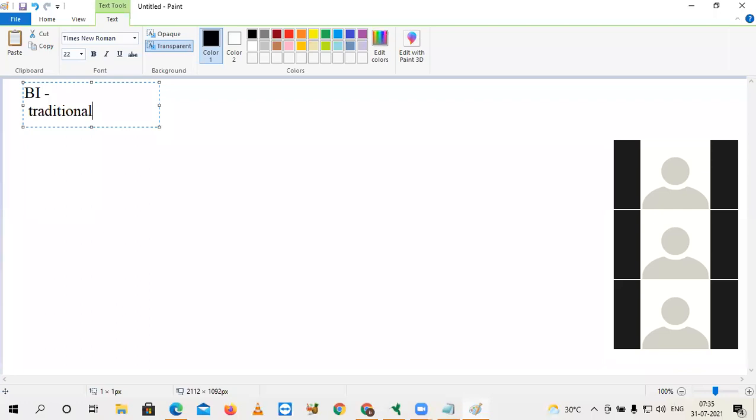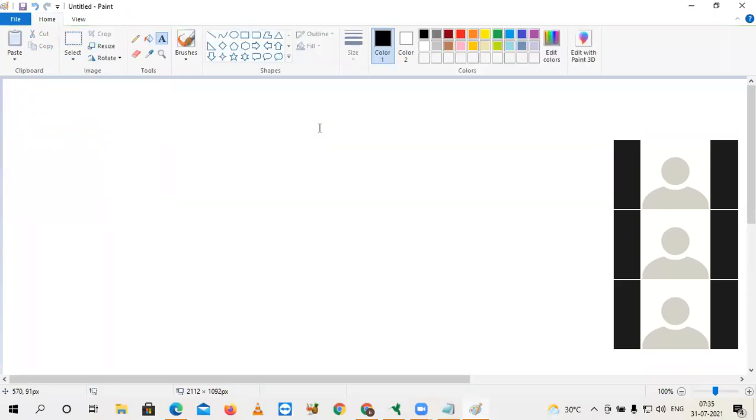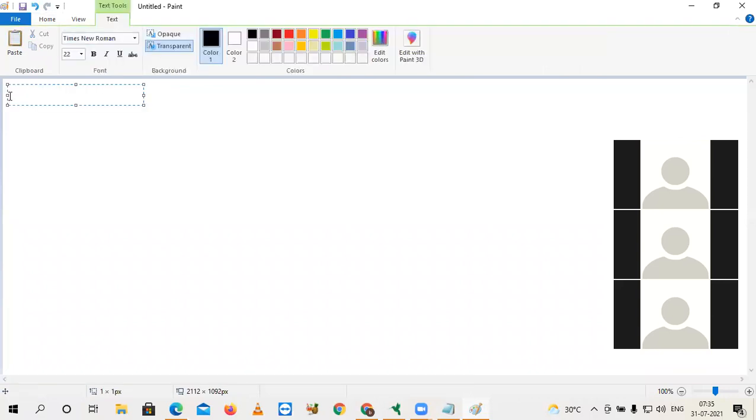So whatever the picture you have seen previously was a traditional warehouse. But now how exactly the modern warehouse will be is, a lot of data is streaming. Let's say stream 1, stream 2.